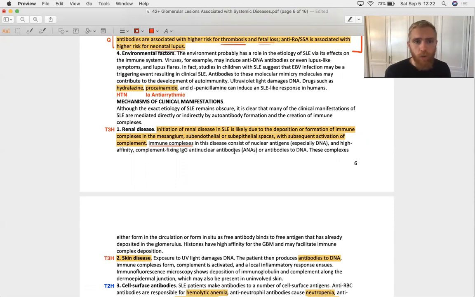Procainamide might also give you a lupus, actually the most common cause of drug-induced lupus. What do we use that for? It's a class 1A antiarrhythmic that's going to work on the supraventricular nodes, ventricular nodes. Only works on the bottom half of the heart.